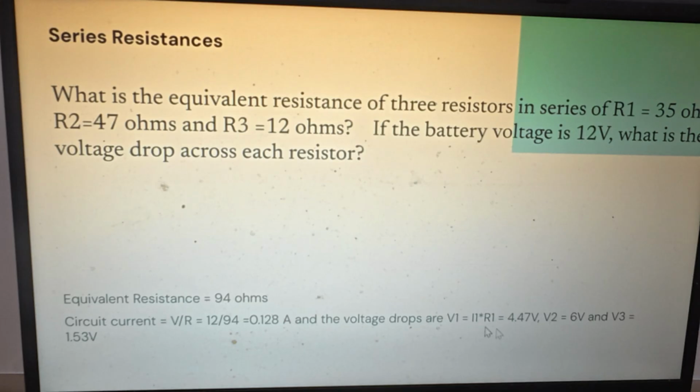And the voltage drops: V1 is equal to I1, which is equal to I2, which is equal to I3, times R1. So you multiply R1 by I1, and you multiply R2 by I2, which is the same as I1, and you multiply R3 by I3, which is also the same as I1 and I2. And that's 1.53 volts for the last voltage. So these are the voltage drops for each one. That's just a sample of how to add resistances in series.